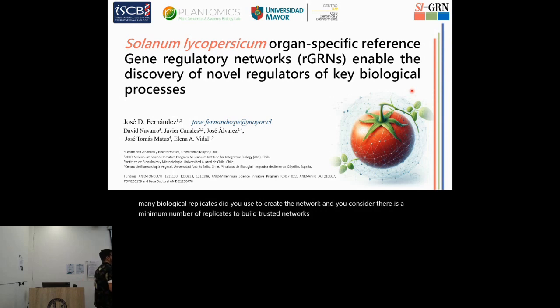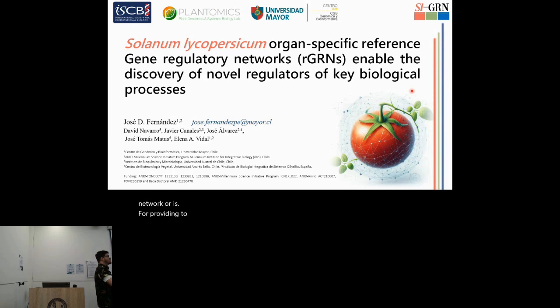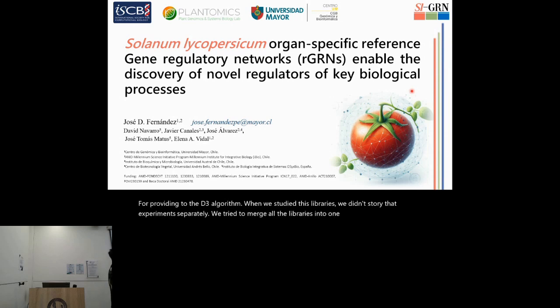Well, thank you. It's a very nice question. We used more than 10,000 libraries for the RGRNs for creating the network, for providing to the GeneTree algorithm. When we studied these libraries, we didn't study each as a separate experiment. We tried to merge all the libraries into one data set, a huge table of counts. The only filter that we have is that we have more than 1 million reads, and more than 80% of the reads were mapped exactly to the tomato genome.